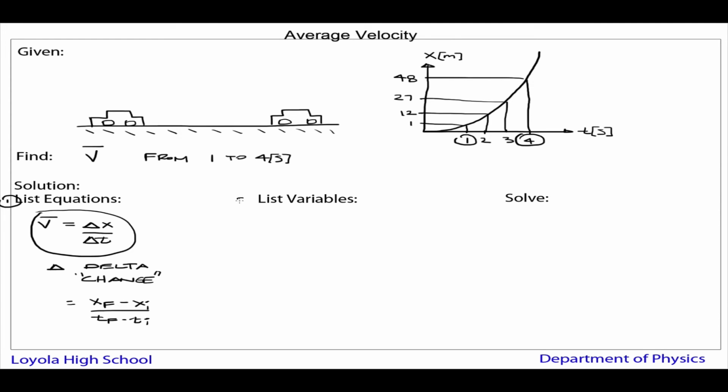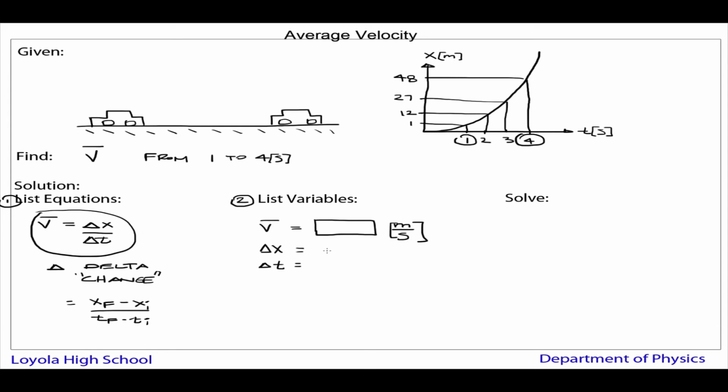Step 2 is to list the variables. I'm going to list each of the variables in order here. There's the V bar, which we're trying to find, the delta x, and the delta t. The average velocity we don't know, we're trying to find that, so I'll leave that as a box. That's my unknown. And I know that the unit of velocity is meters per second, so I'll write that in.